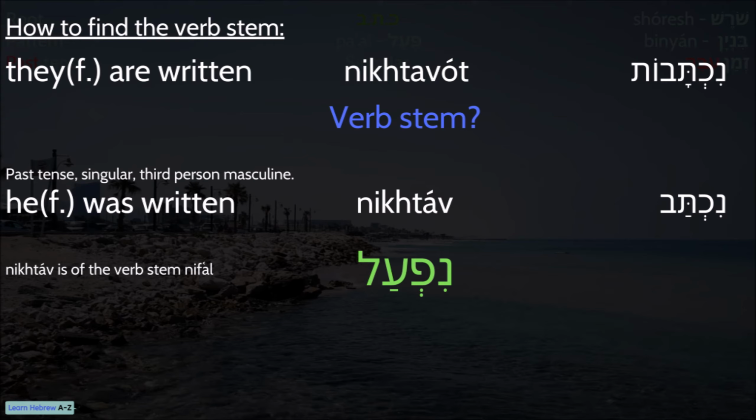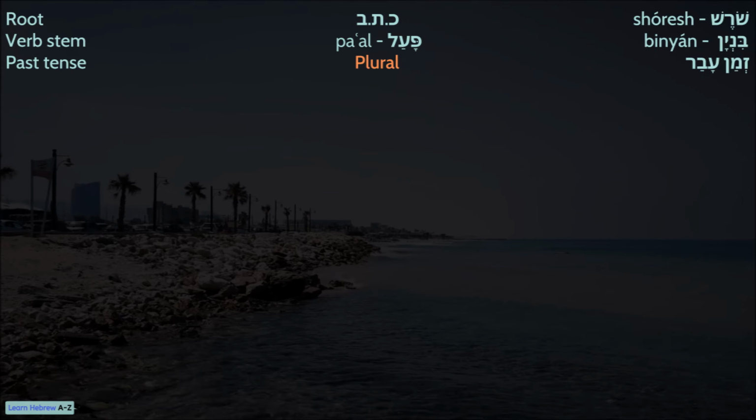Let's continue with verb conjugation. Same stem and root and tense for the plural form.